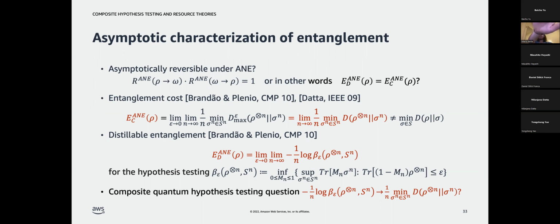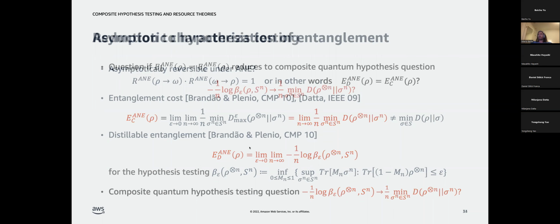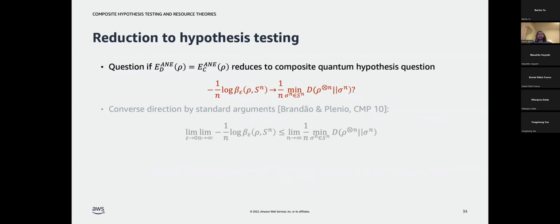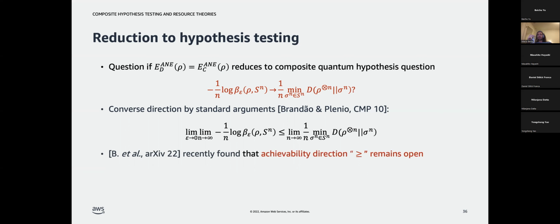Yes, so this is specifically for these delta non-entangling operations. This is the question that one might ask. To get a converse is simple, so I don't really want to talk about it much, but basically one can show that this hypothesis testing error exponent is upper bounded by this relative entropy formula. This follows relatively easily. But what we found is that the achievability direction actually remains open.